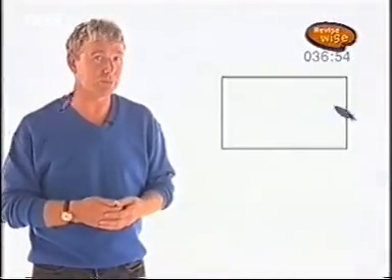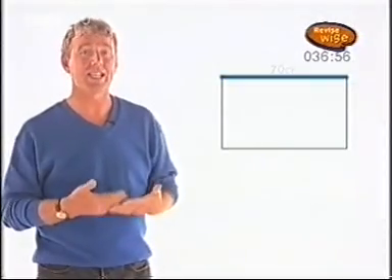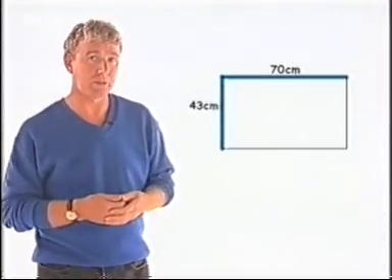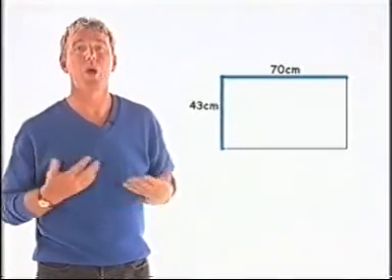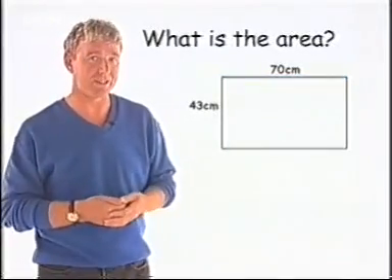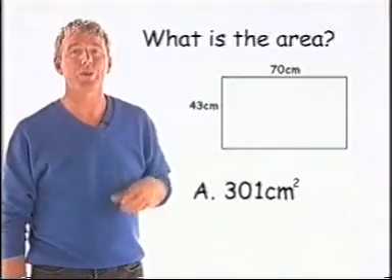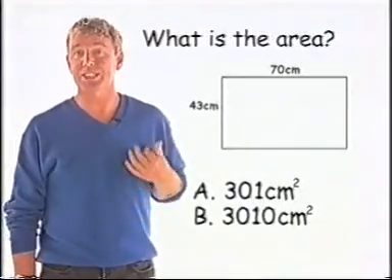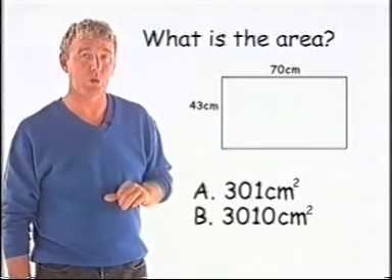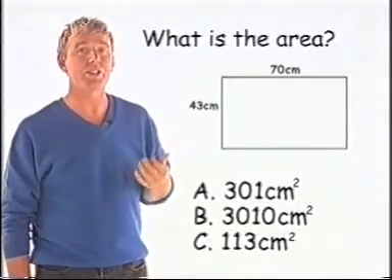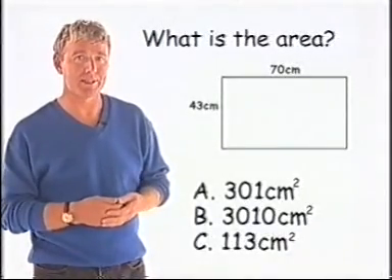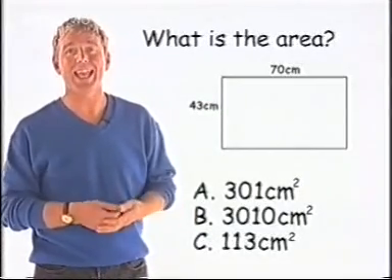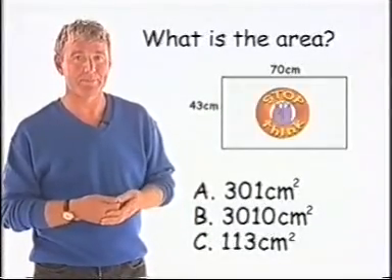What is the area of this rectangle? It has one side 70 centimetres long and another 43 centimetres long. A, 301 centimetres squared, B, 3010 centimetres squared, or C, 113 centimetres squared? So, what's your answer? A, B, or C?